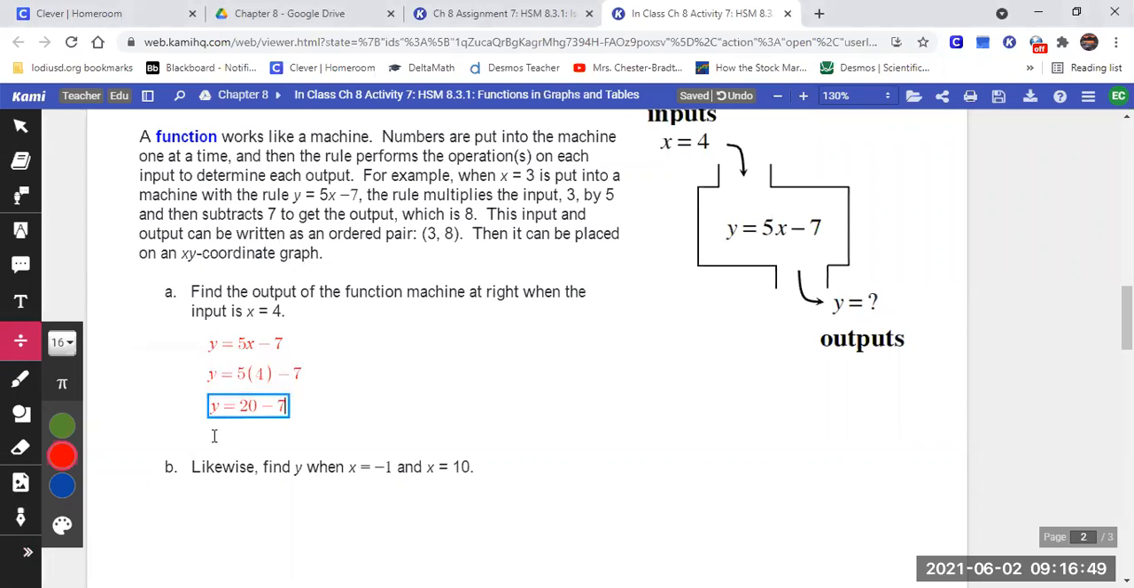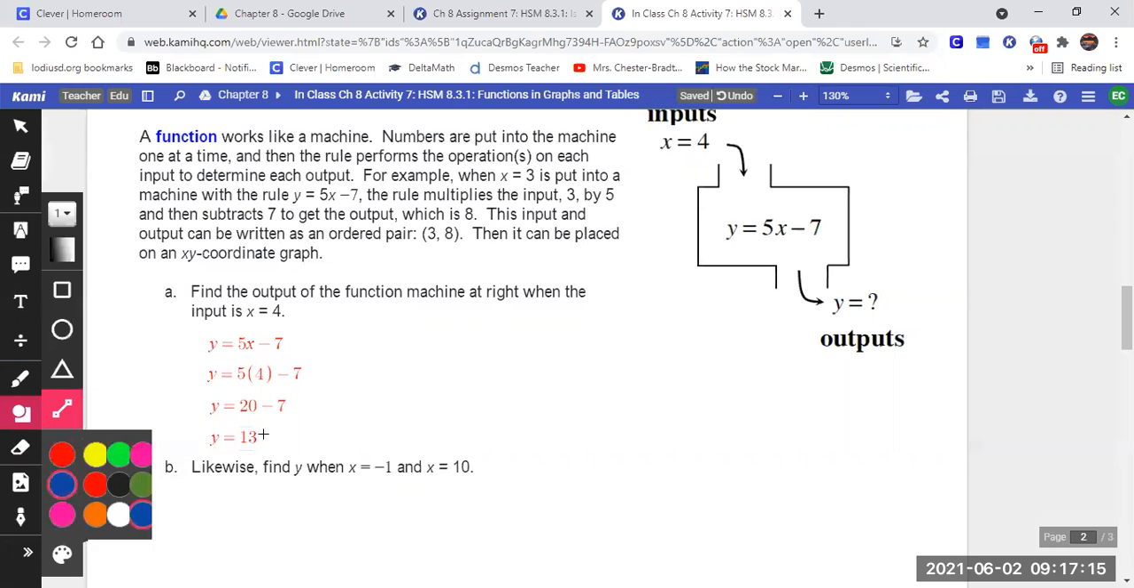And I do the last step of the math, and I figure out that the y equals what? Do the final step of the math. What do I get? $13. So my output is y equals 13.